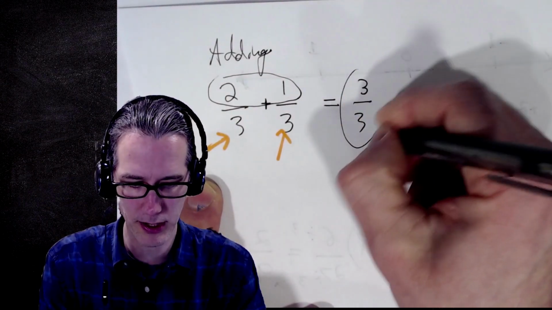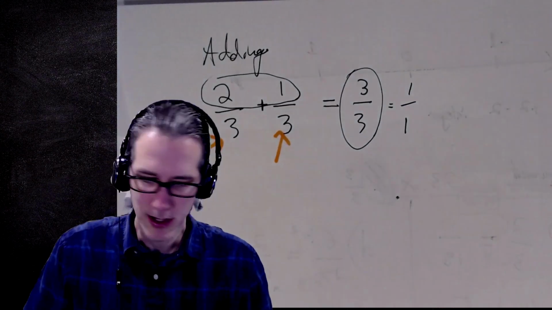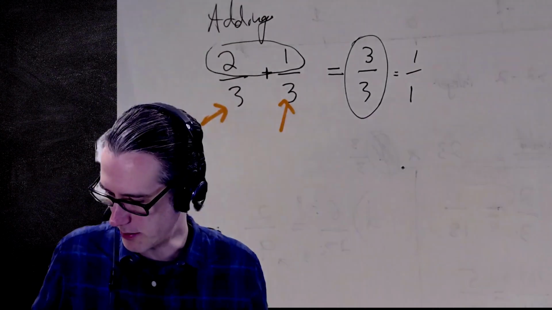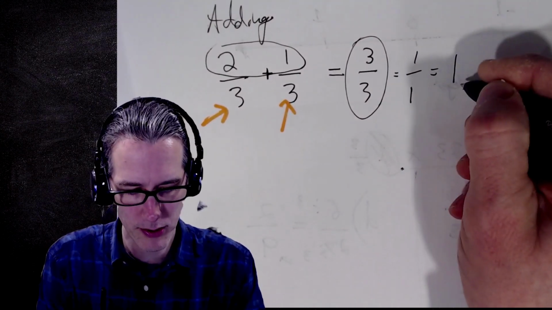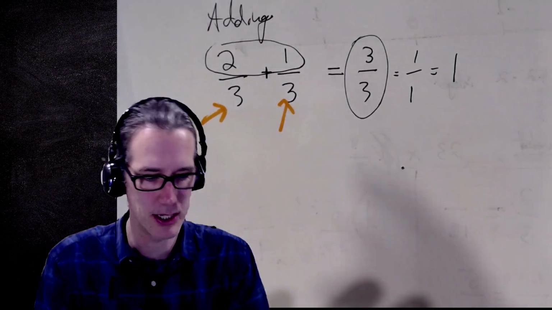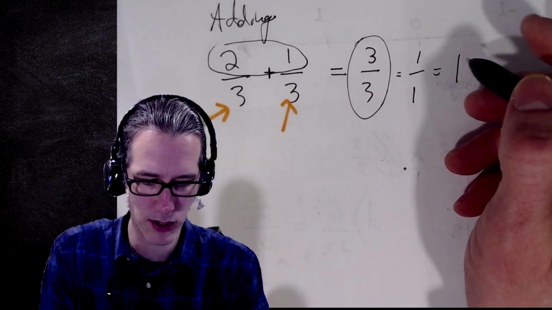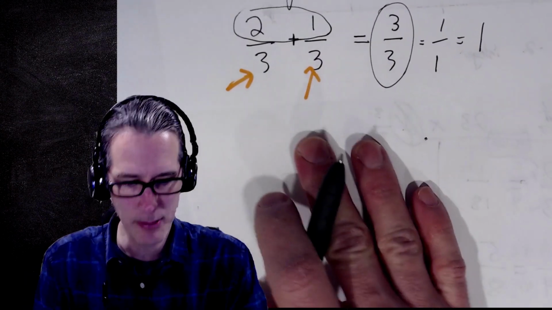And 3 over 3, as we recall, can reduce to 1 over 1, which is the same as a single whole, right? I always drop the granola bar there because yesterday we chopped that up, right? So it's just 1. And remember that any whole number is actually also a fraction. That'll come up later on. So out of slices of 1, this has 1 slice of 1. All right, so that's adding in its simplest form.